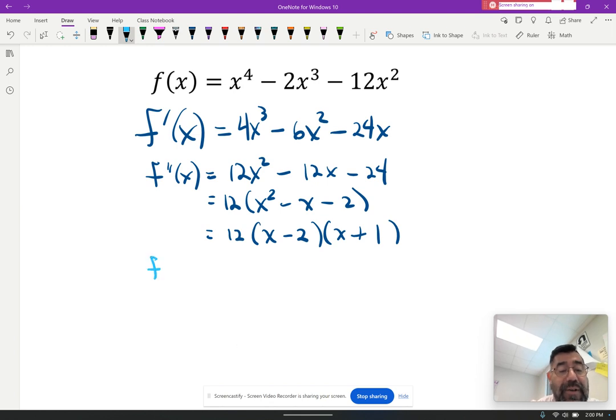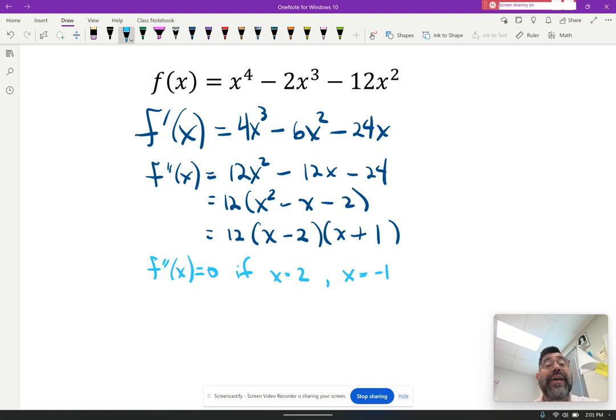Well, I'm going to write down here the second derivative is equal to 0 if x equals 2 and x equals negative 1. How do I know that? These two x values are the values that, if I substitute them into my x's in the second derivative, it'll make the whole thing equal to 0.